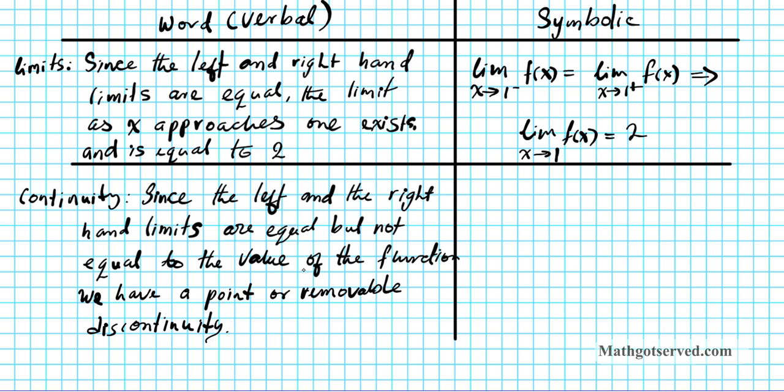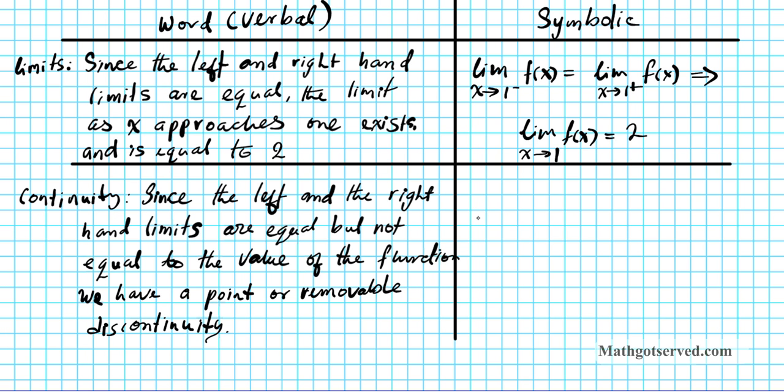Since the left and right hand limits exist, it's either going to be continuous or a removable discontinuity. But since the value of the function is not equal to the limit, that means we have a hole right where they're approaching. So we have a point or a removable discontinuity. How do we write that in symbolic form?